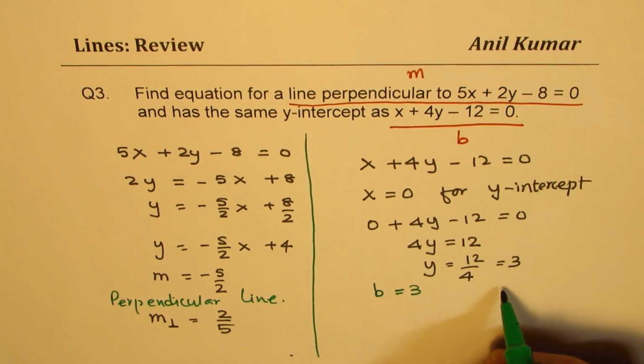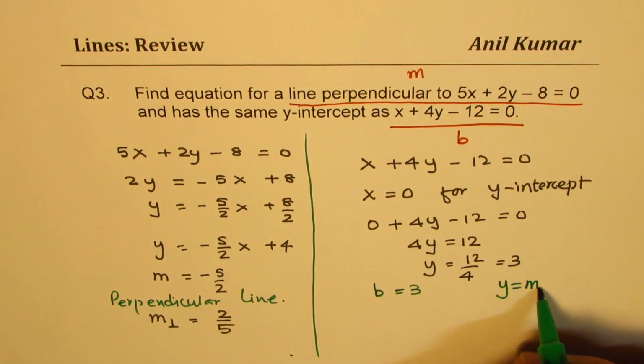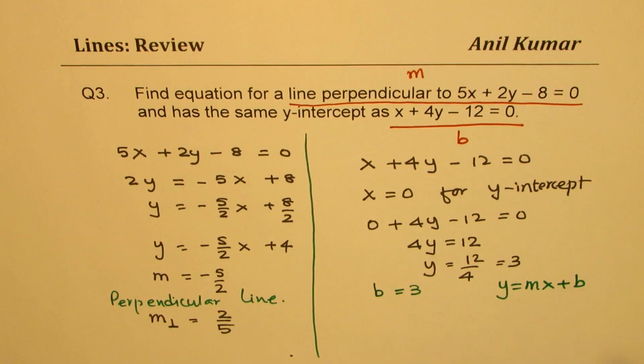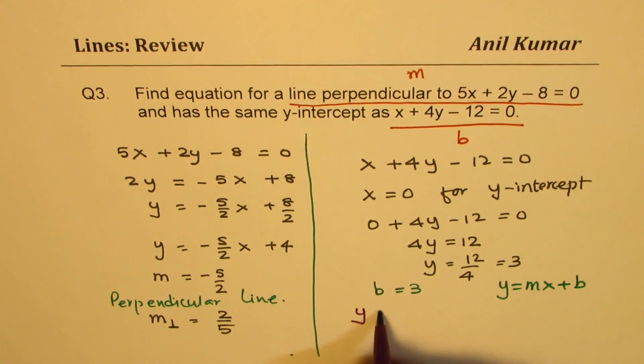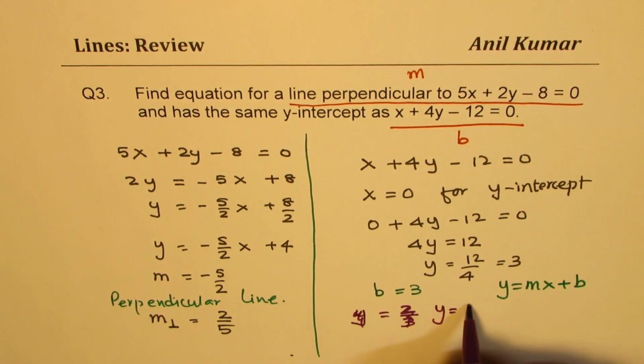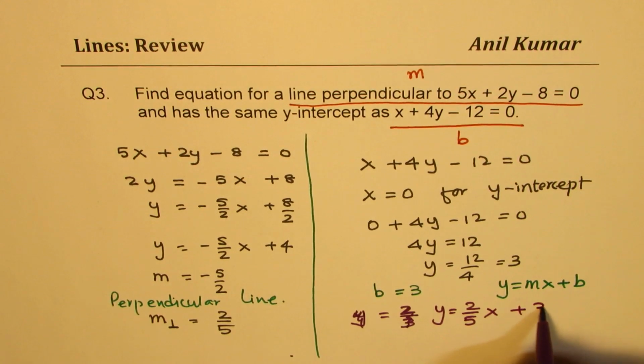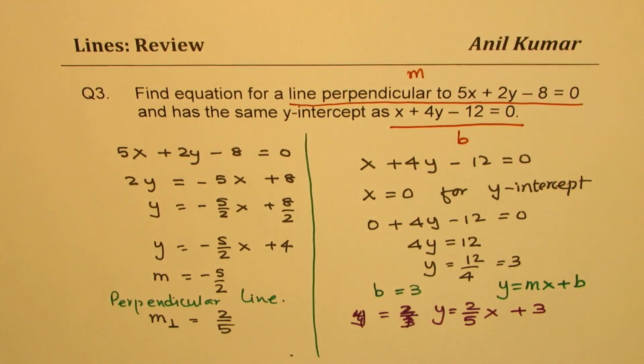We want to write the equation in the form y equals mx plus b. We have all the components here. The slope for our line is 2 over 5, so we have y equals 2 over 5 x plus b, which is 3, correct? So that is how you get the equation of your line.